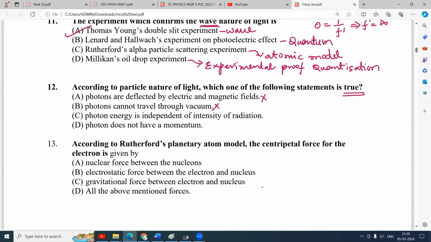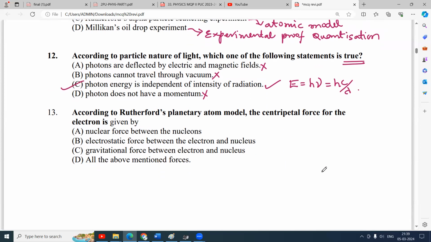Photon energy is independent of intensity of radiation. That is correct, because energy of a photon is decided by frequency or wavelength. It is not decided by the intensity. Photons do not have momentum. No, wrong. They have momentum. So these things are wrong. Only C is correct.